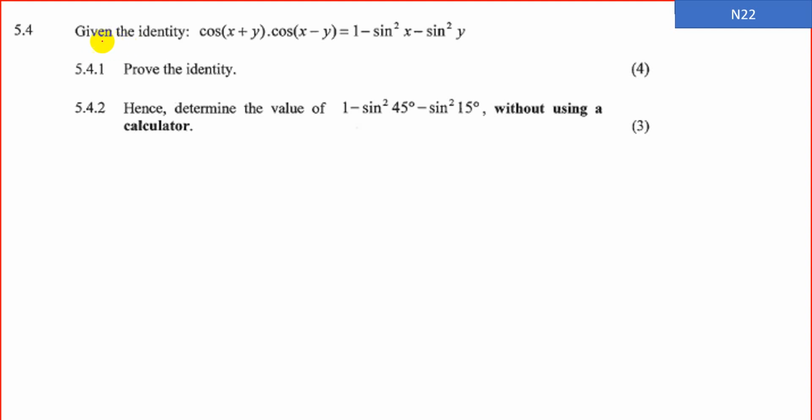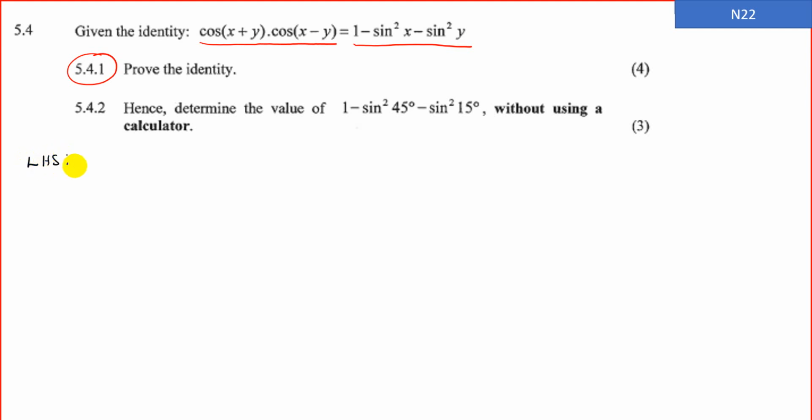given the identity cos(x + y) times cos(x - y) is equal to 1 minus sine squared x minus sine squared y. And the first question is to prove the identity. Now, to prove the identity, we either start with the left-hand side or the right-hand side. And I'm going to choose to start with the left-hand side.